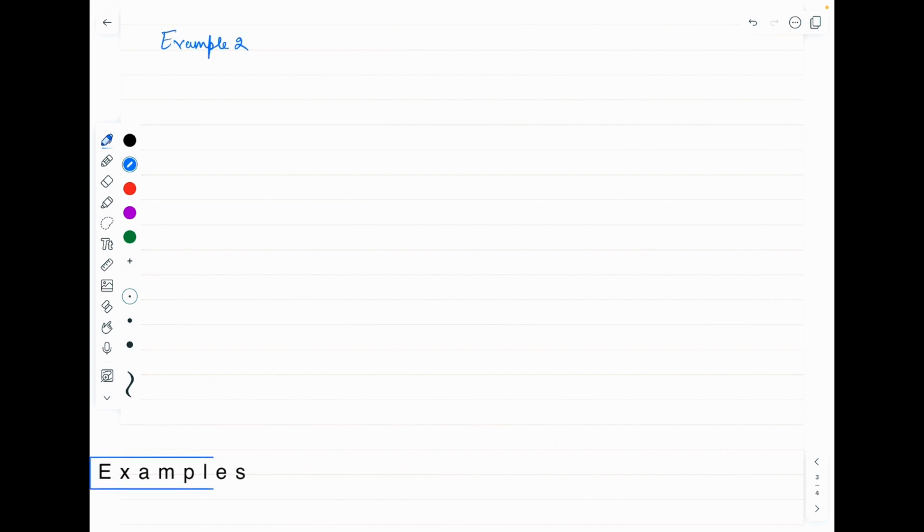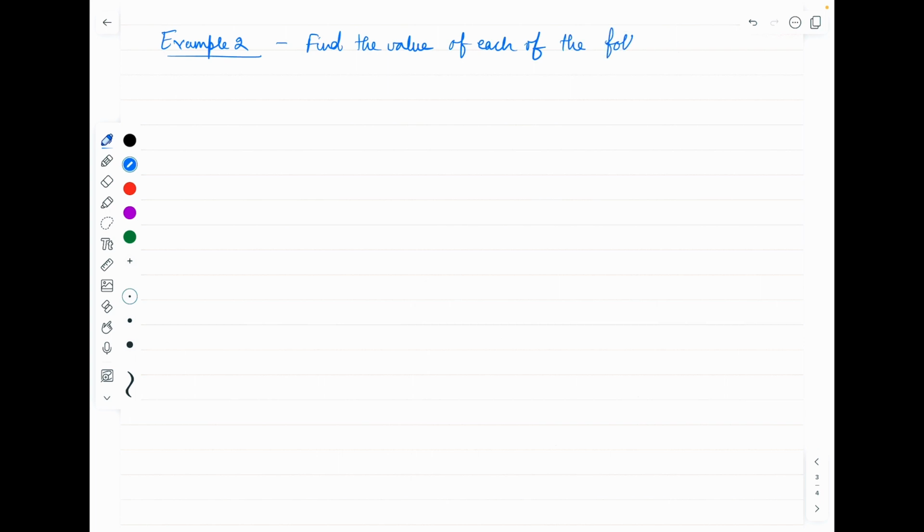Example 2. Find the value of each of the following polynomials at the indicated value of the variables. Okay, so this is the example. We have to find the value of the polynomials.